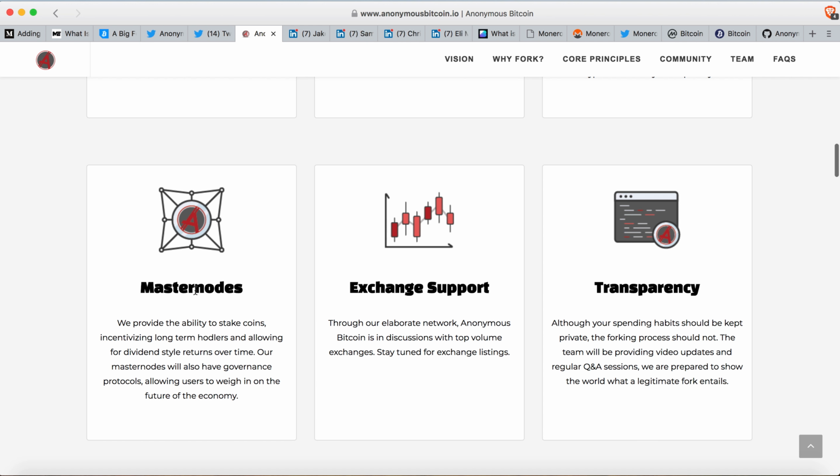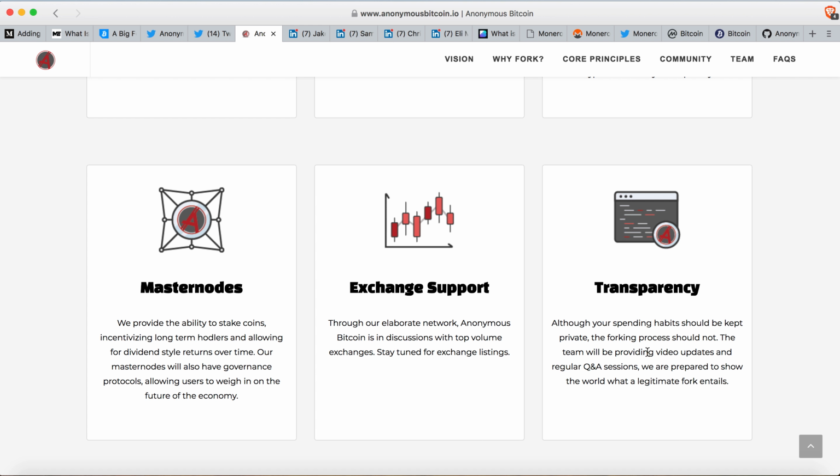Also, they want to create a masternode, so you can stake your coins there, and it incentivizes long-term hodlers and allows for dividend-style returns over time. They also have a governance protocol as well. Exchange support is also very important. They are in the process of working on high-volume exchanges, and they want to provide a complete package of both privacy as well as utility. At the end, they want to achieve mass adoption, like mainstream adoption and all that.